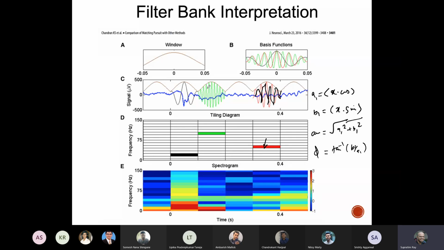Okay, so let me ask a different question. What if the windows are non-overlapping? So I've got a window like this, a window like that, and so on. What if they were not overlapping? So my next window is just like this and like that. And what if I had highly overlapping windows? How would this spectrogram look?